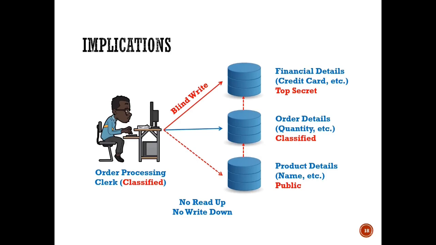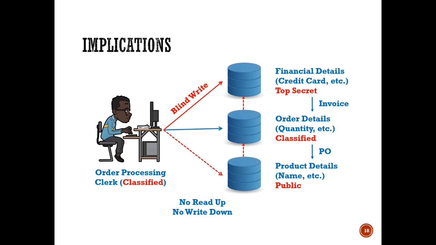But if everything is blocked, how do we process the order? Well, notice that we can't read up, but we can read down. So the financial system must be the one that creates the invoice that includes credit card details, order details, and product details. And the order details system must be the one that creates the purchase order, because it has access to the order details and the product details.